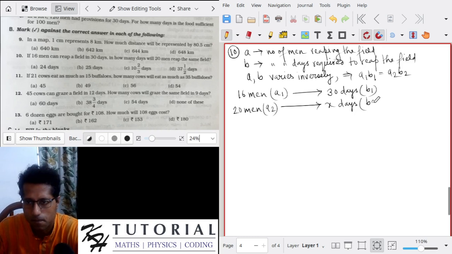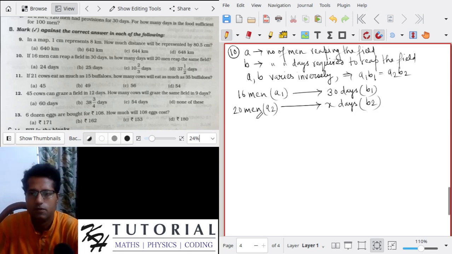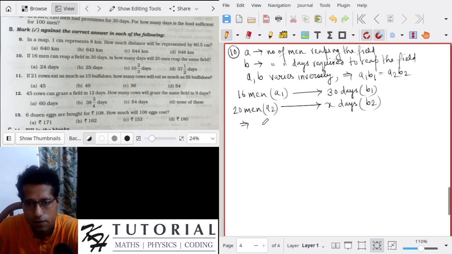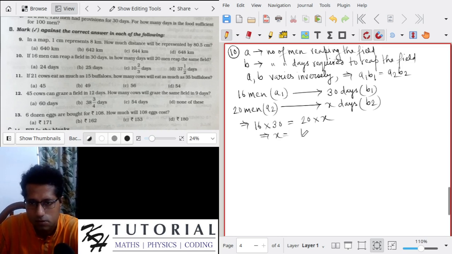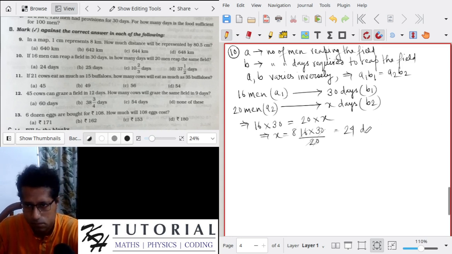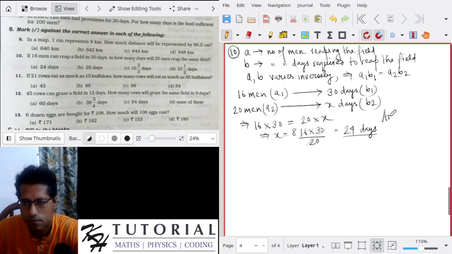This will be B2. So now we can apply the formula A1 B1 equals A2 B2. We get 16 into 30 equals 20 into X. This implies X equals 16 into 30 divided by 20. This is 24. So 24 days should be the answer, and the choice is A.